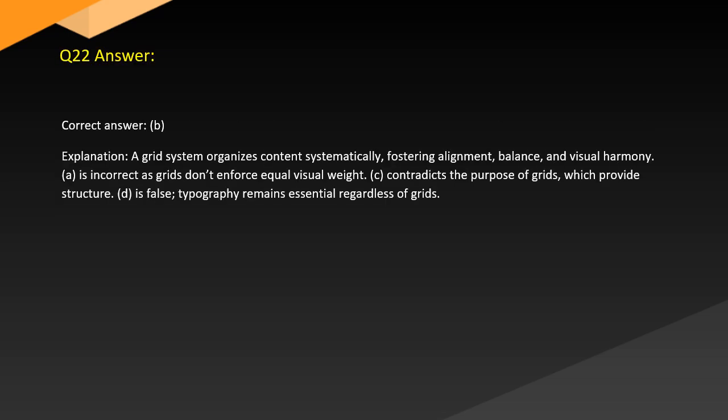Answer. Correct answer, B. Explanation. The grid system organizes content systematically, fostering alignment, balance, and visual harmony. A is incorrect as grids don't enforce equal visual weight. C contradicts the purpose of grids, which provide structure. D is false. Typography remains essential regardless of grids.